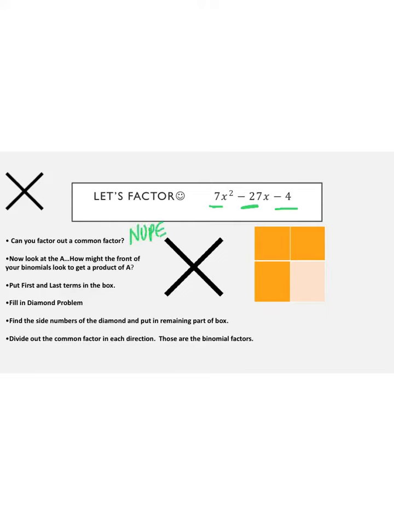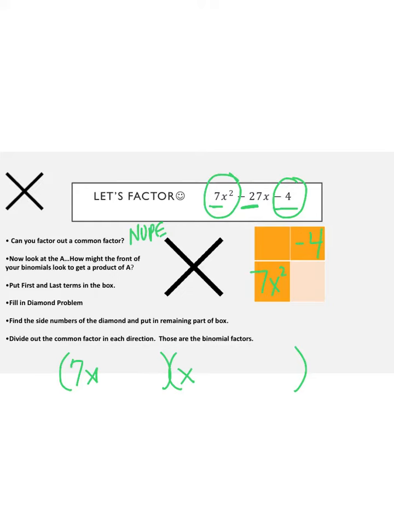The next thing we're going to look at is the a. And we're going to think, okay, the only way to get 7x squared is to have 7x times x. So we know ahead of time what it's going to start to look like. Then you keep that in mind. Now we're going to take our ax squared and our c and put it in the box.